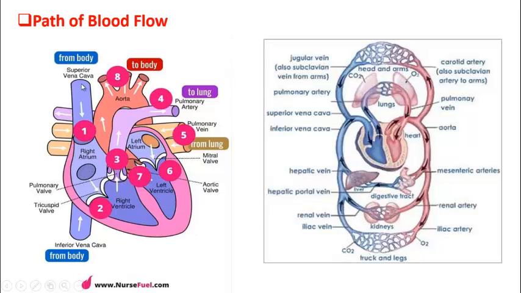What happened? From body parts, deoxygenated blood is brought to the right atrium, then to the right ventricle, then pulmonary artery into the lungs. From lungs, pulmonary veins bring it to the left atrium. From the left atrium, left ventricle. From here, aorta to body parts. This is how the circulation takes place. Got it, students? I hope you understood. Right? So follow these numbers 1, 2, 3, 4, 5, 6, 7 and 8. So this is the path of blood flow.